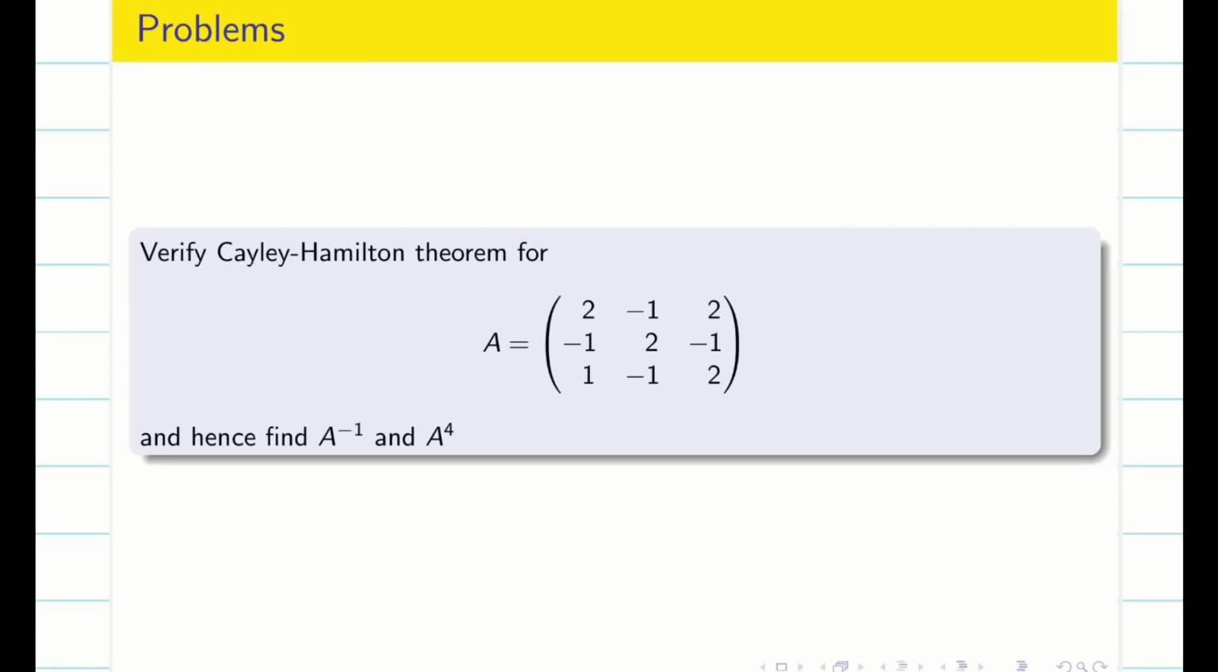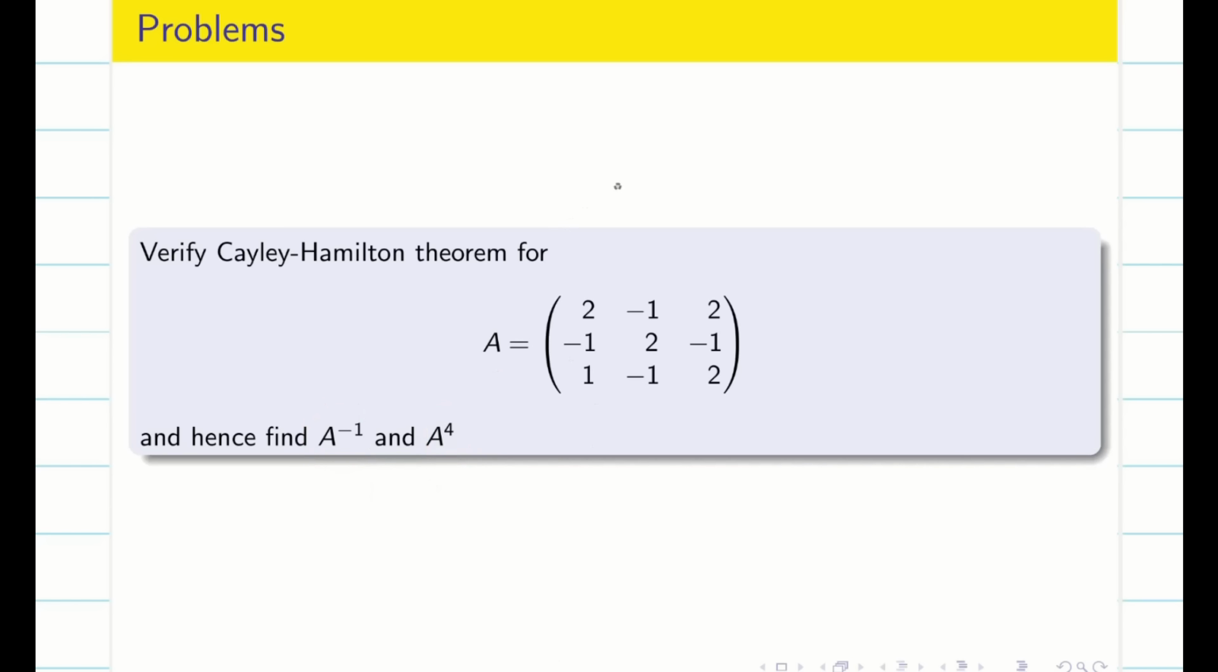Let us go into the problem directly. Verify Cayley-Hamilton theorem and hence find A inverse, A power 4. In your exams, either they will ask verify Cayley-Hamilton theorem with A inverse, or verify Cayley-Hamilton theorem with A power 4, or they will ask both. Now, it is very important.